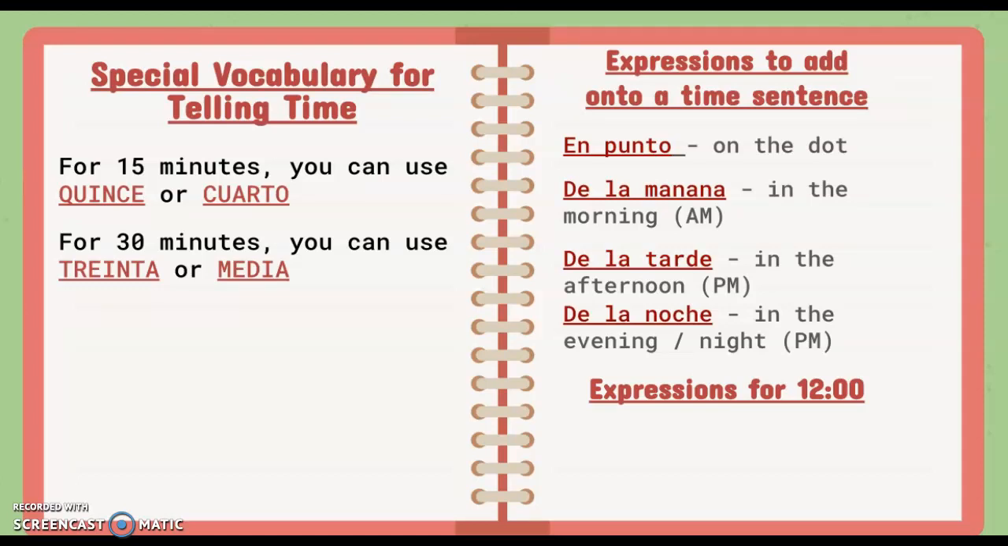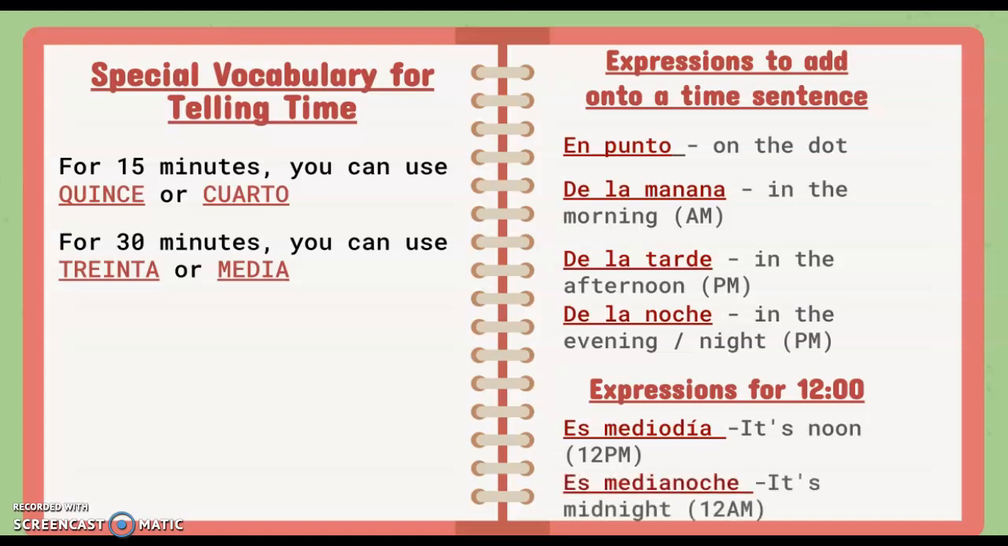We have two more expressions for 12 o'clock. So, es mediodía is it is noon. And es medianoche is it is midnight. So that is it as far as telling time in Spanish. If you need to go back and rewatch anything, you may. Or if you have any questions, you can ask me.